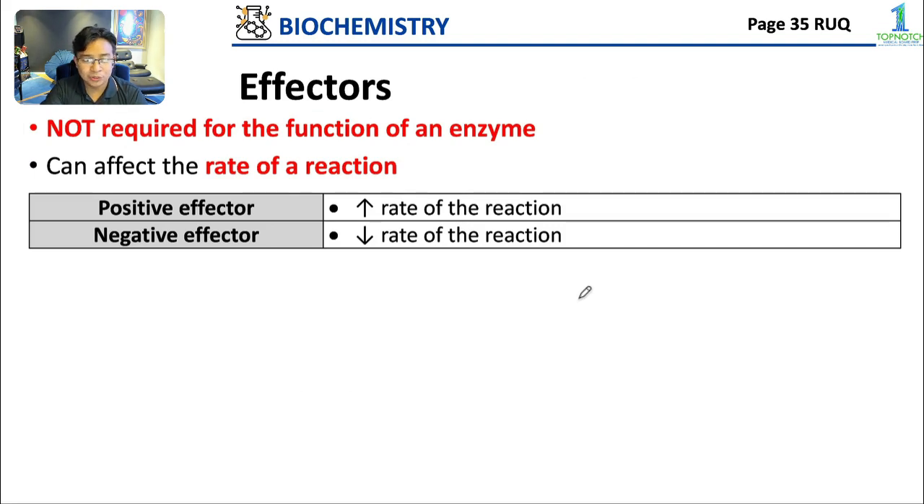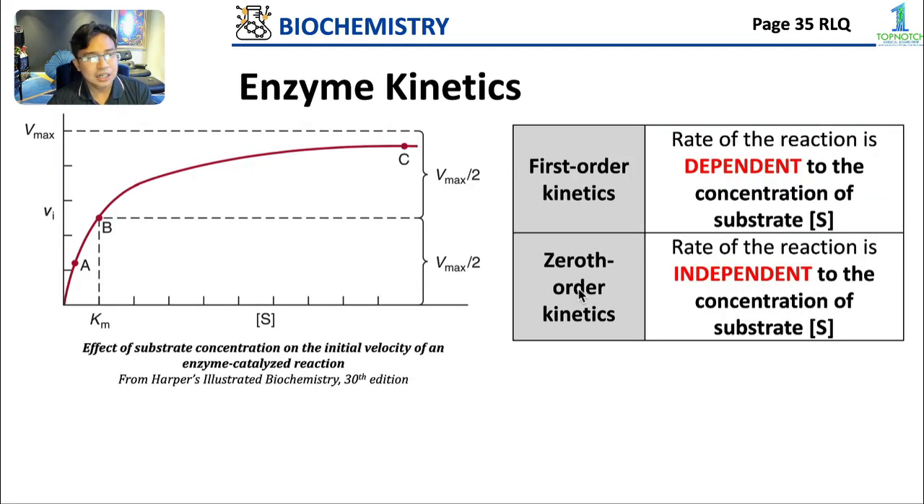Effectors are not required for the functioning of your enzymes, but they can affect the rate of the reaction. So, if you have a positive effector, the rate will increase. If you have a negative effector, the rate of the reaction will then decrease. Now, let's discuss basic concepts in enzyme kinetics. So, as you can see here, guys, the horizontal area is the concentration of the substrates, while the vertical naman is the velocity of the reaction.